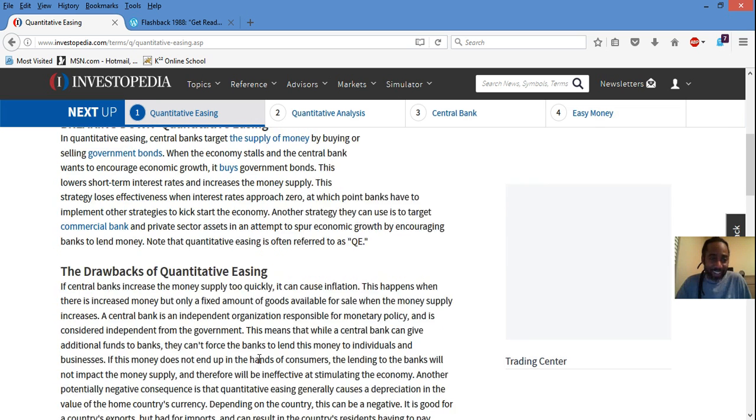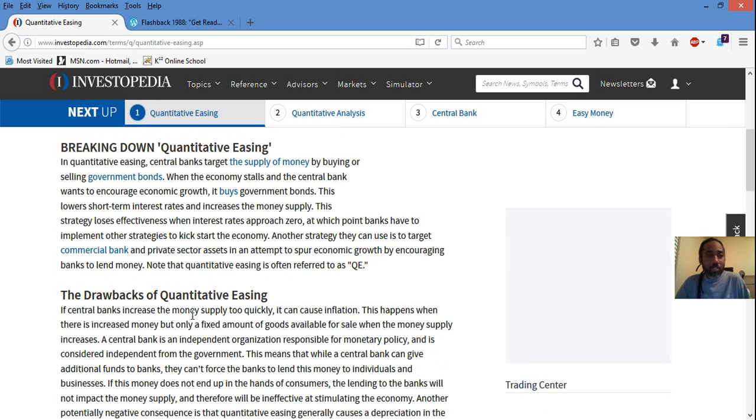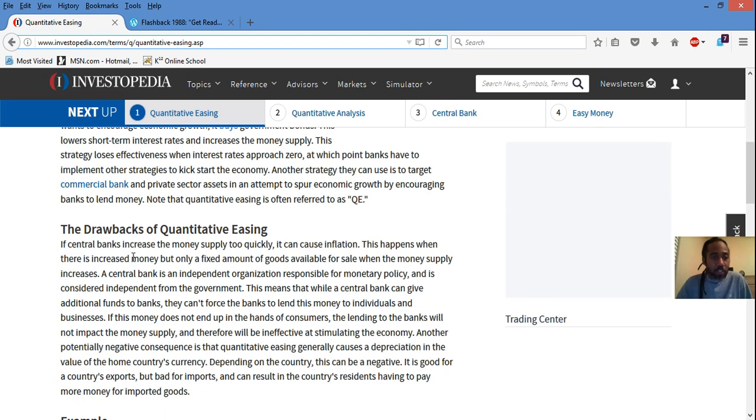Now, this article also has the drawback, and you could actually go to Investopedia or just Google it, and it'll give you the information as far as what QE is. It says if the central bank increases the money supply too quickly, it can cause inflation. This happens when there is increased money, but only a fixed amount of goods available for sale when the money supply increases.